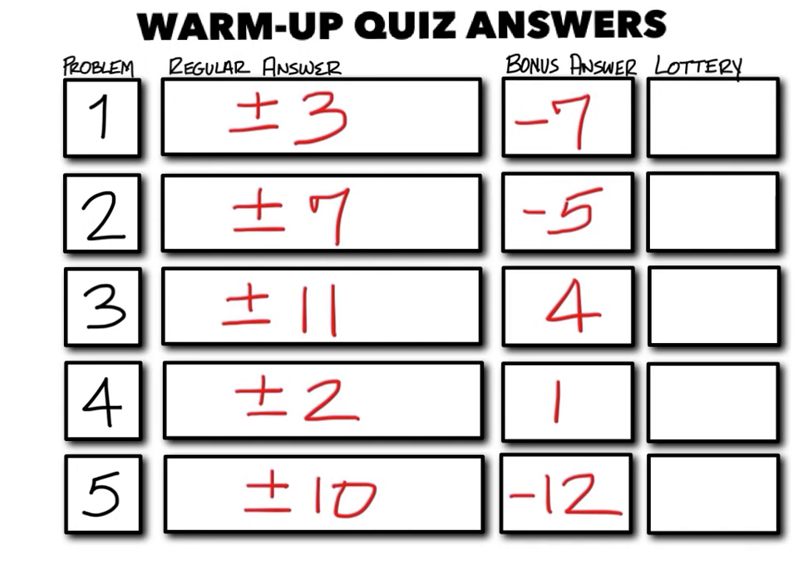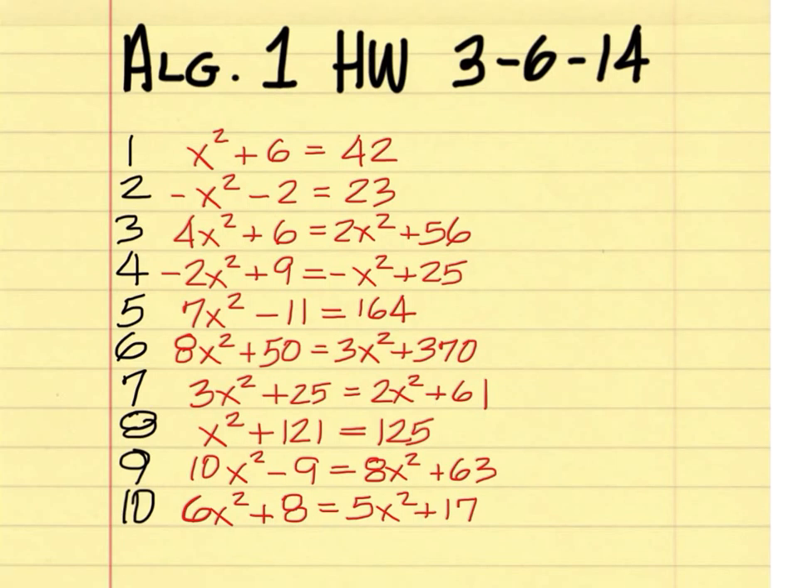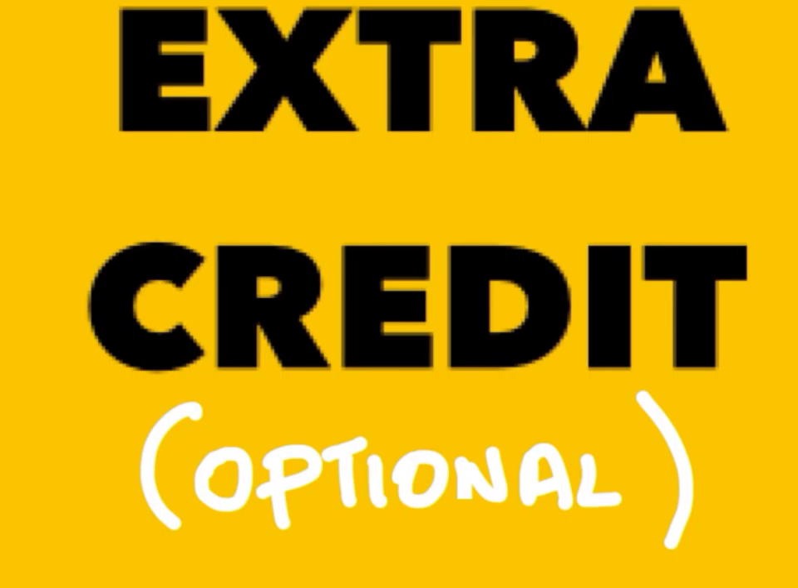Come up and grab a quiz paper. Same scoring as on the warm-up quiz. Your lottery numbers are 9, 1, 3, 5, 6. Show all work. Do not skip any steps on this.